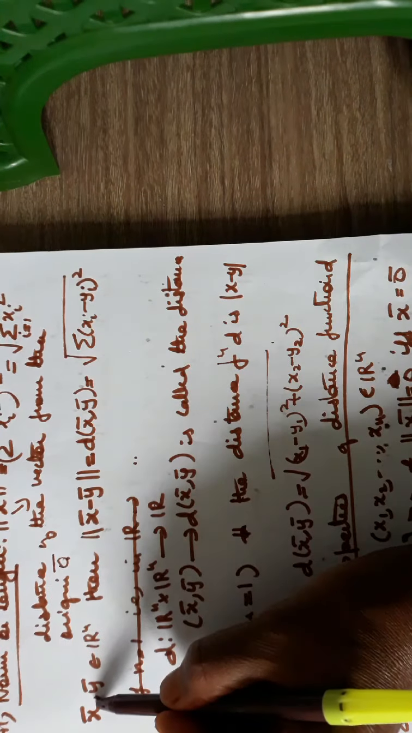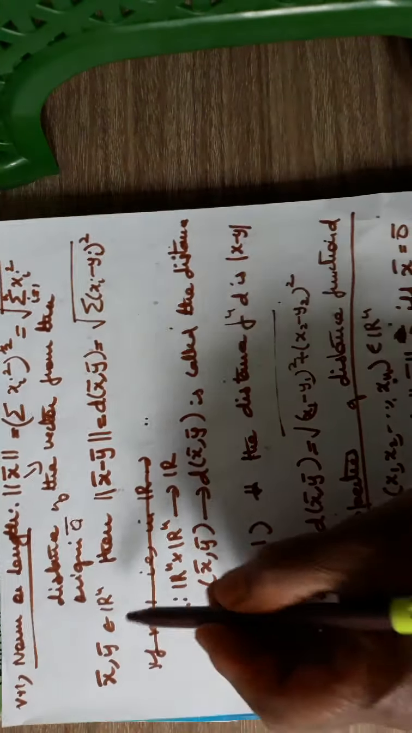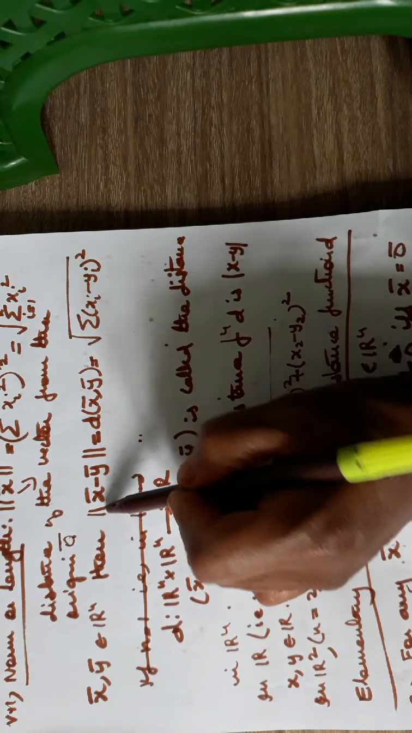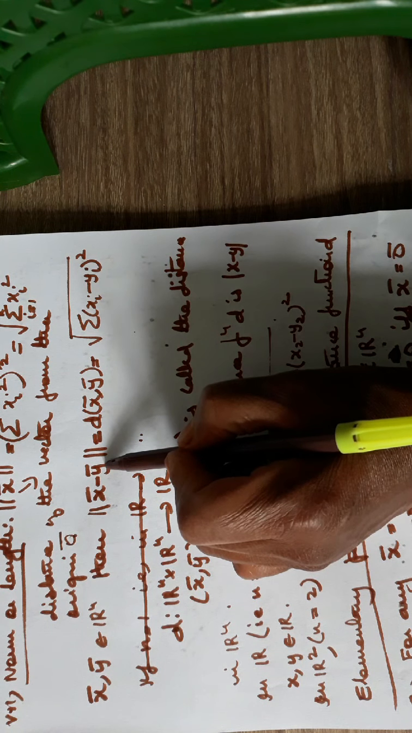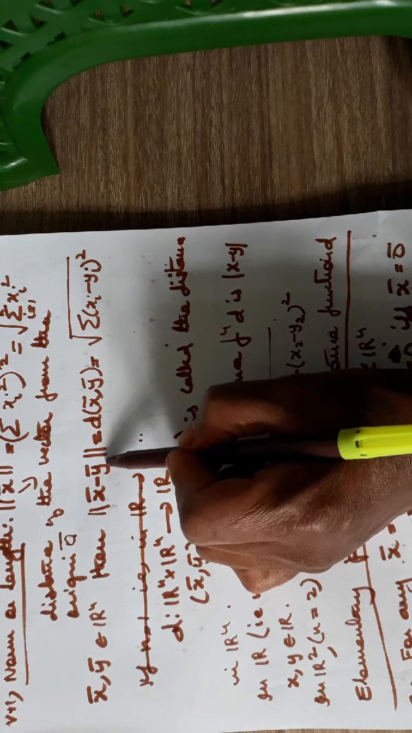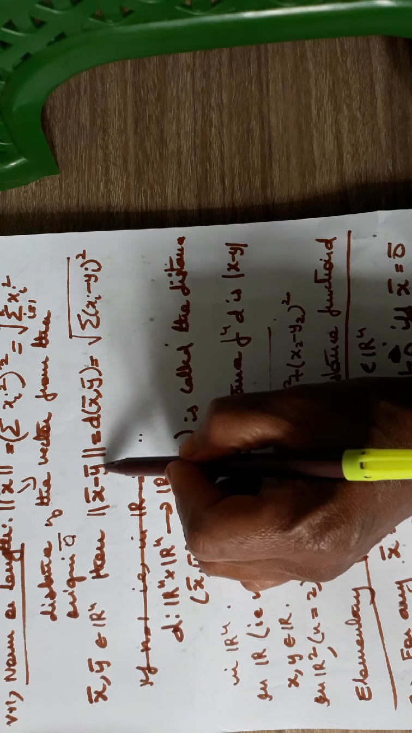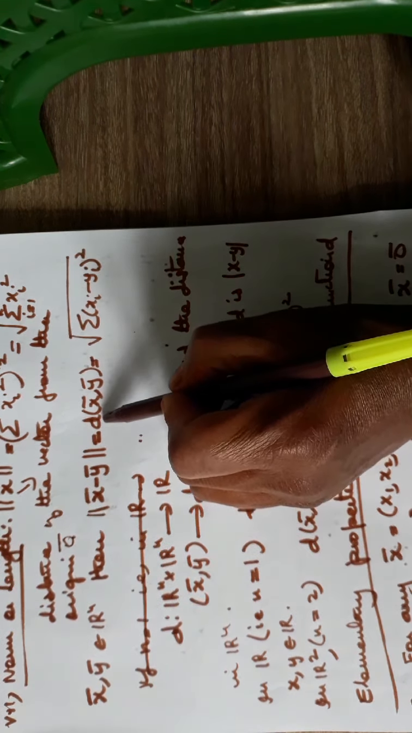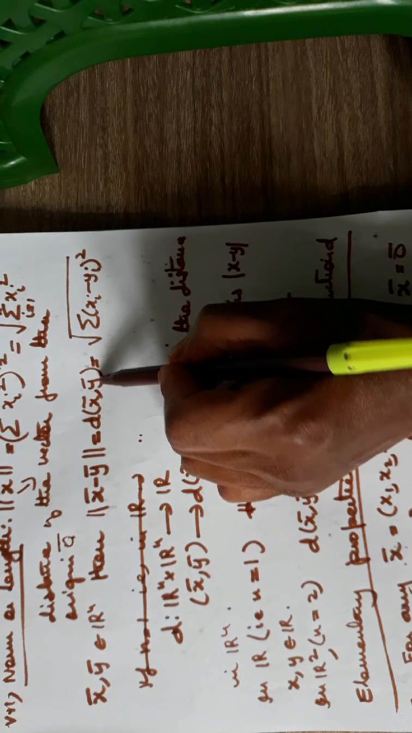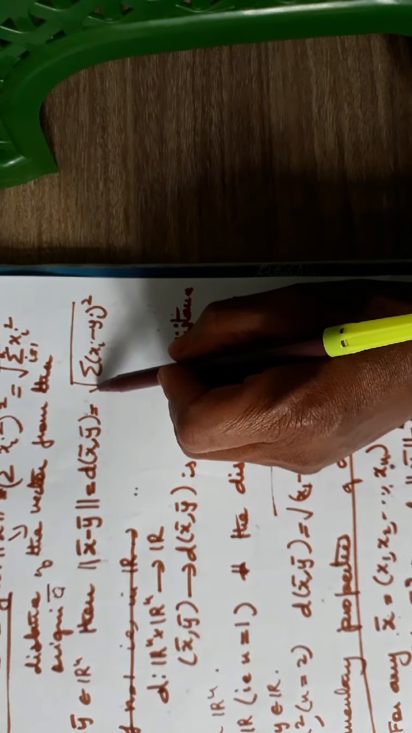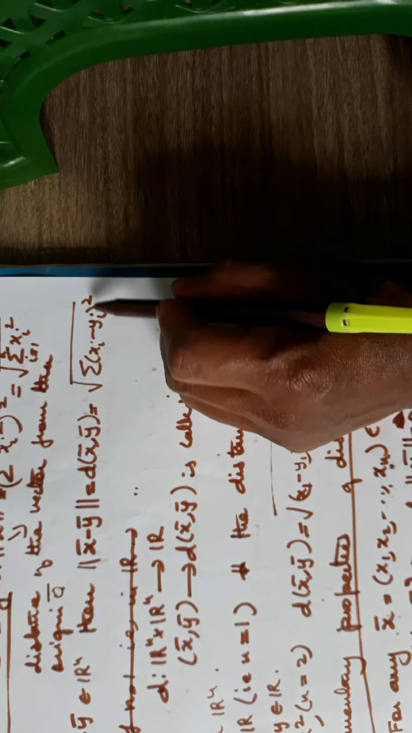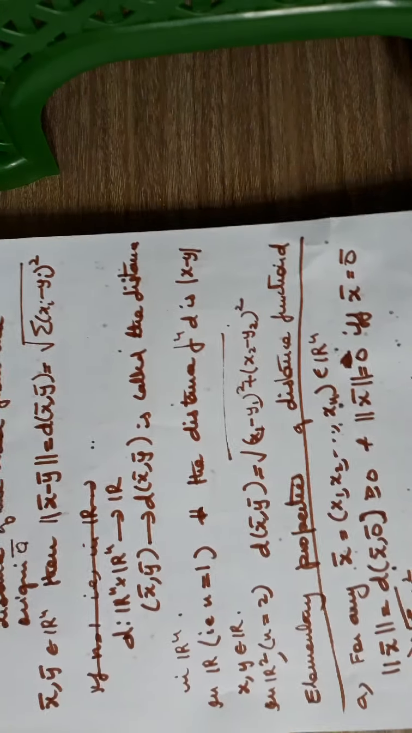So in case you have two vectors x bar and y bar belonging to Rn, then the norm of x bar minus y bar is nothing but the distance between these two vectors, that is, the distance of x bar from the vector y bar, which is denoted by d of x bar, y bar, and it is nothing but the square root of the summation of xi minus yi the whole square.